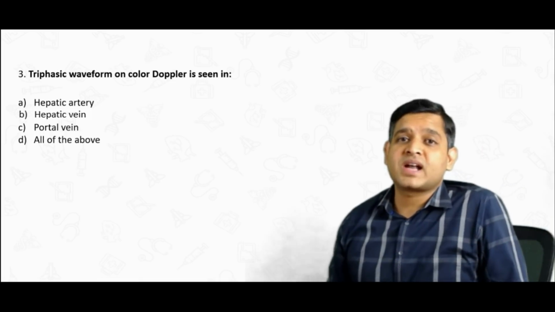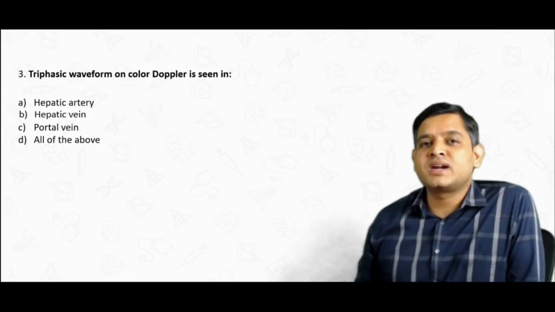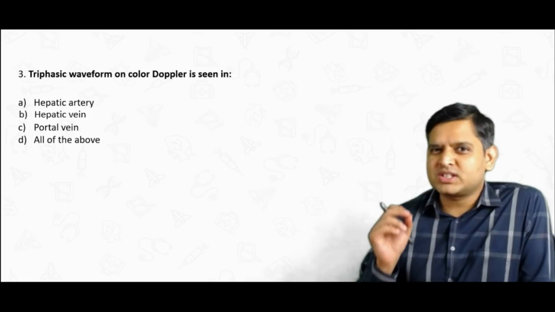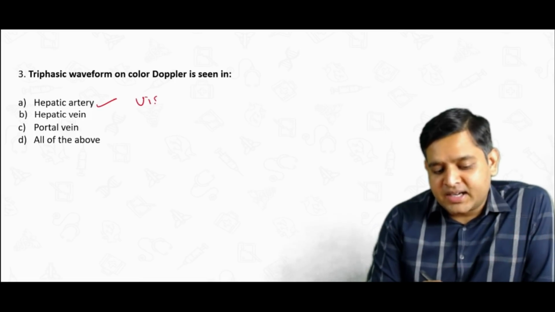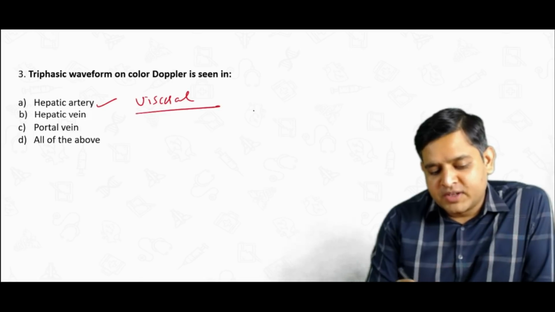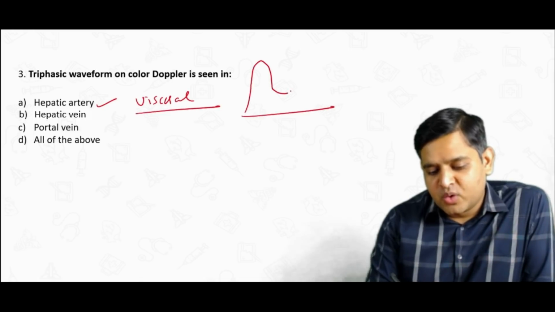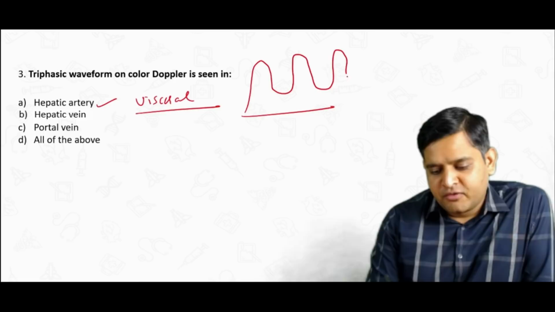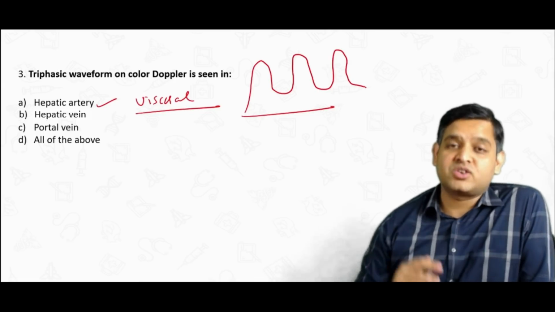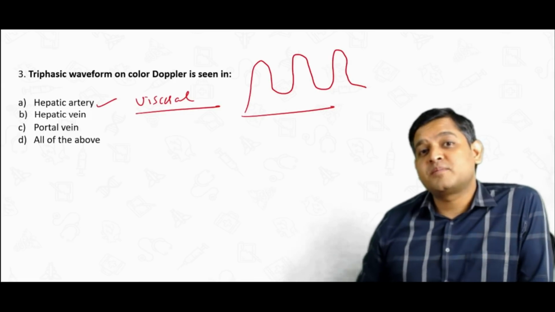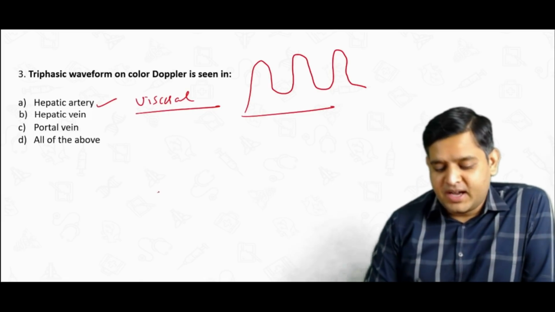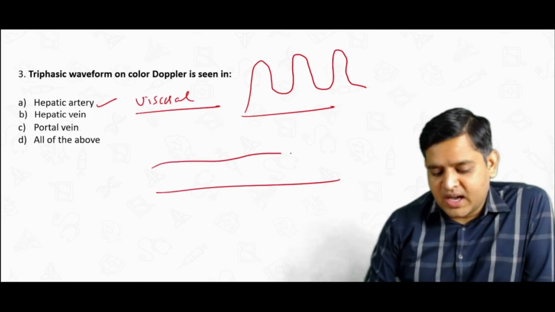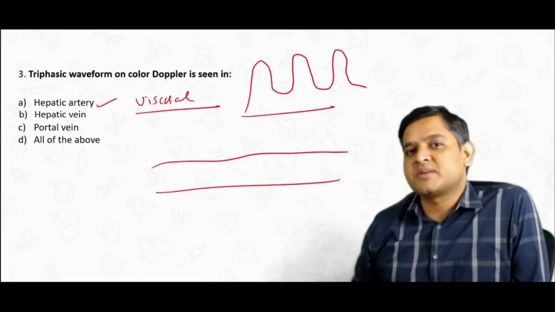Question number 3. Triphasic waveform on color Doppler is seen. So this was a slight googly. Now, hepatic artery is a visceral artery. Now, you all know a visceral artery has a monophasic waveform with pulsation, and that's a normal pattern. Portal vein is carrying an arterial flow, but it is a vein. So please remember, it also has a monophasic pattern.